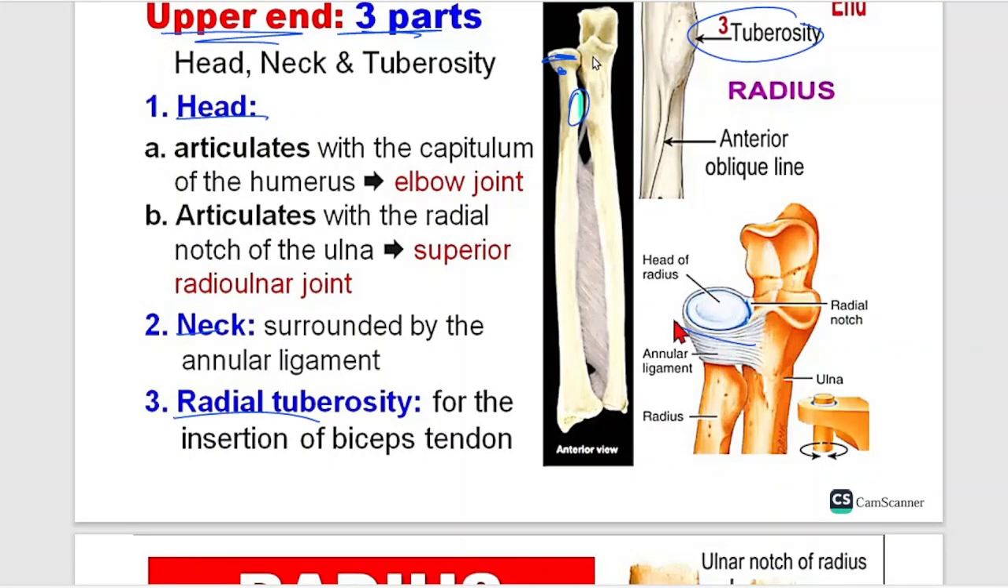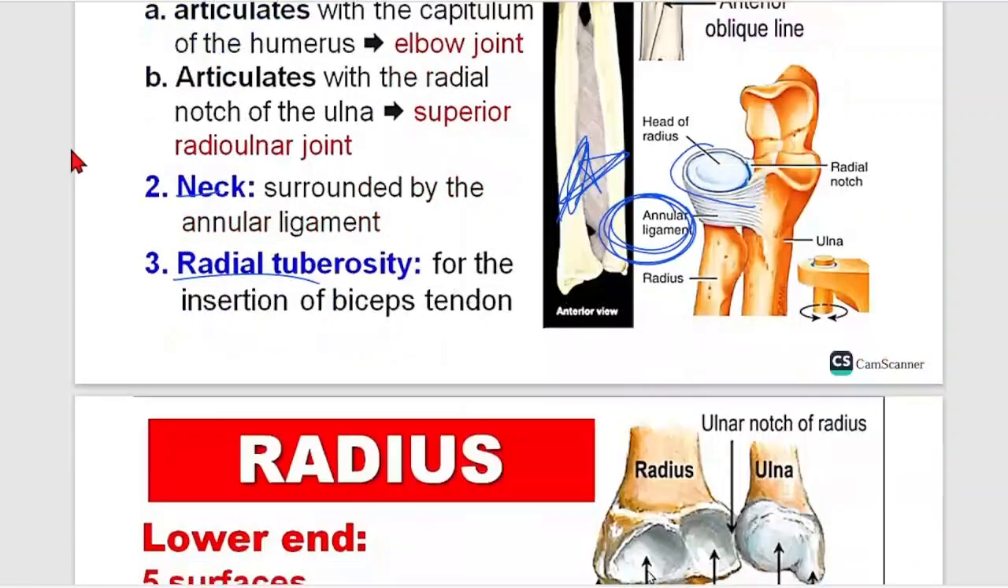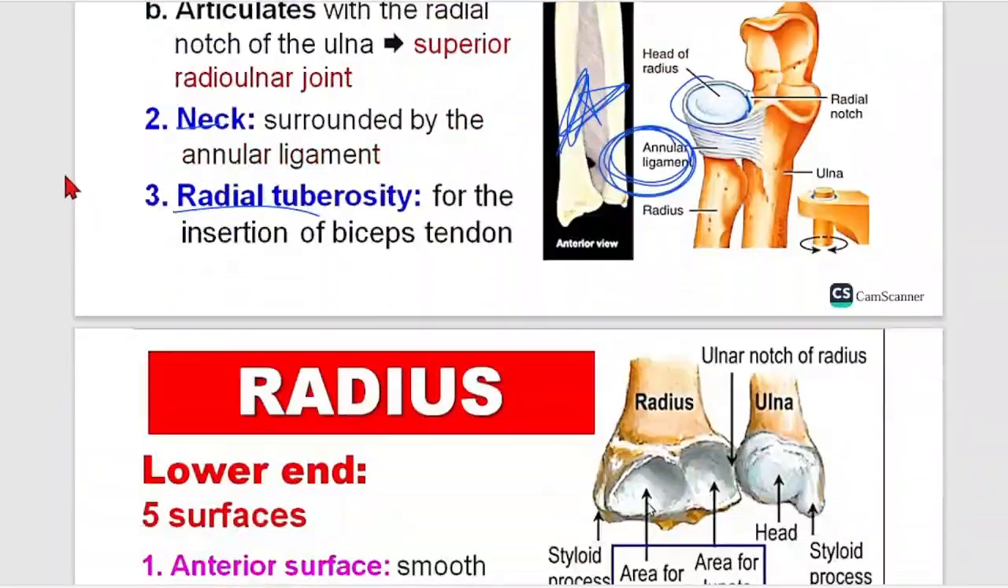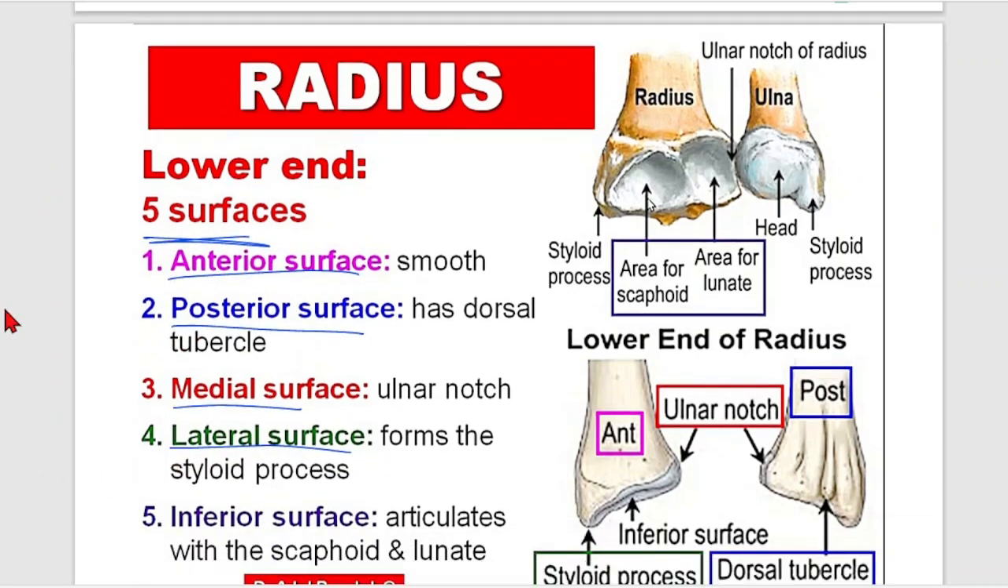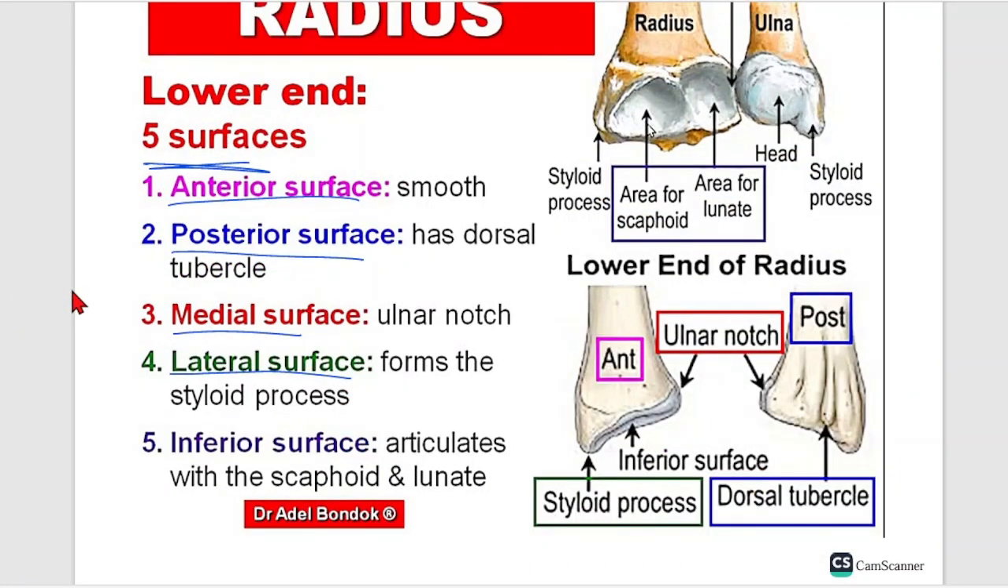Now can you see there is the annular ligament? You have to remember this ligament. It is called the annular ligament, and it is present here to help in the attachment of the radius. Now the lower end of the radius has surfaces: anterior surface, posterior surface, medial surface, lateral surface. You can see this is the anterior surface and the posterior surface.